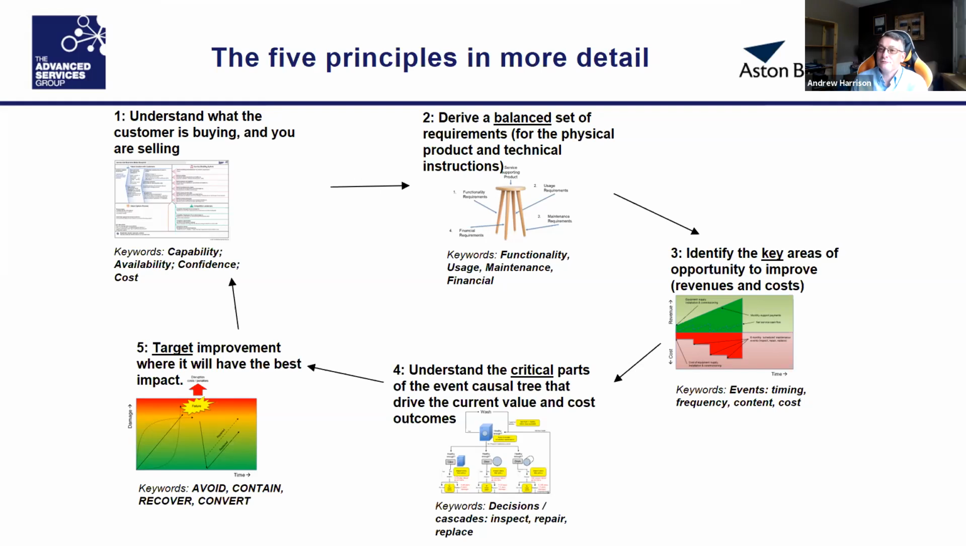You're assuming we have to replace the part, and you're trying to drive the cost down. But ask yourself the question, why are we replacing it? What is it that has caused that to happen? As you work your way back up the causal tree, what you tend to find is that a product is operated for a period of time. At some point in time, a decision will be made that it now needs to be maintained. And that may be a good decision or a bad decision.